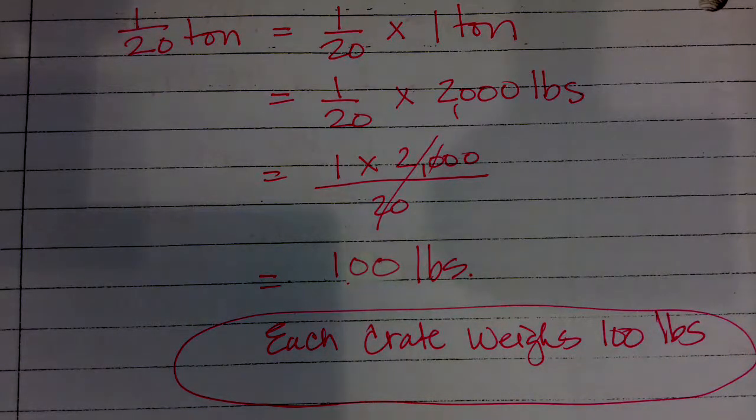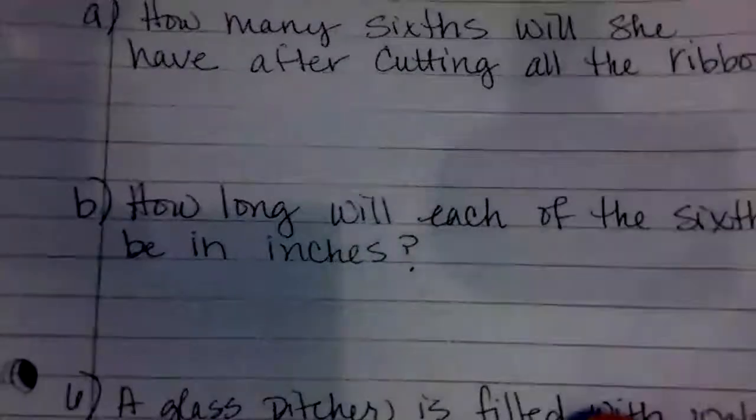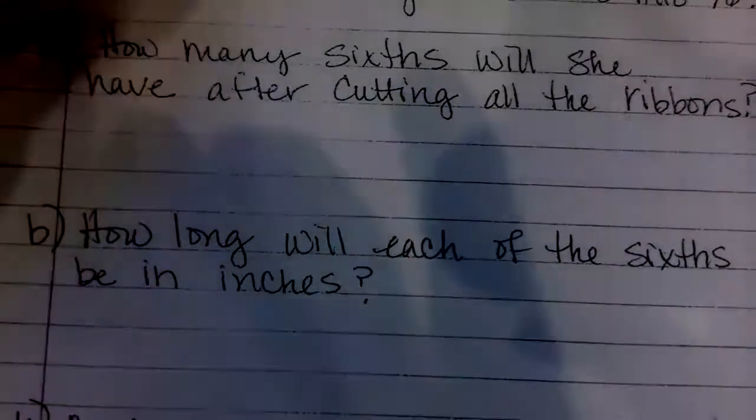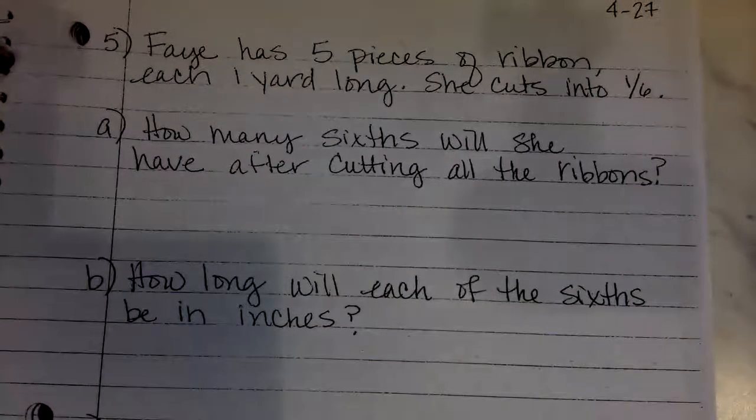All right, moving right along. Problem 5 out of 6 problems. All right. Faye has 5 pieces of ribbon. If each is a yard long, she cuts them into 6.